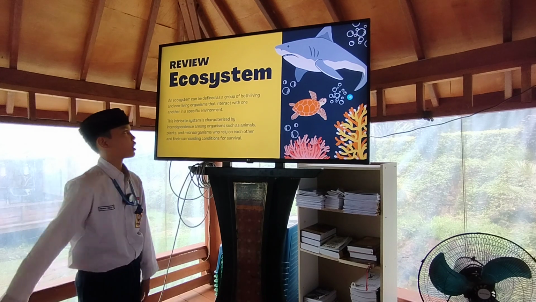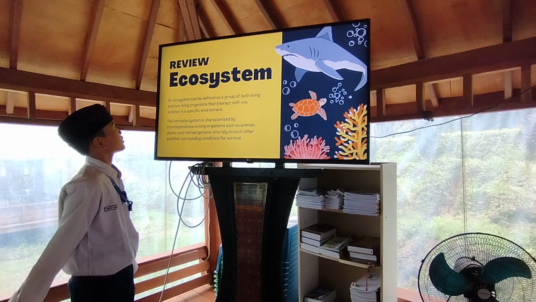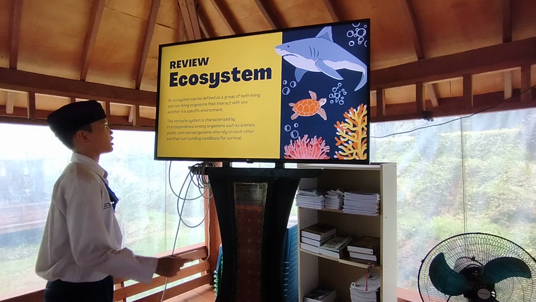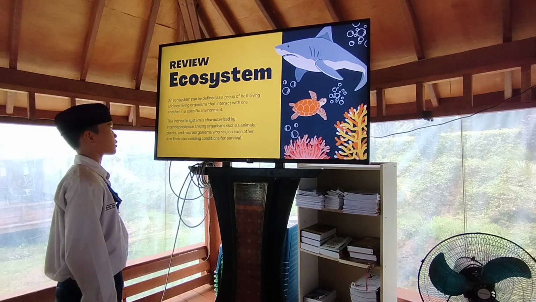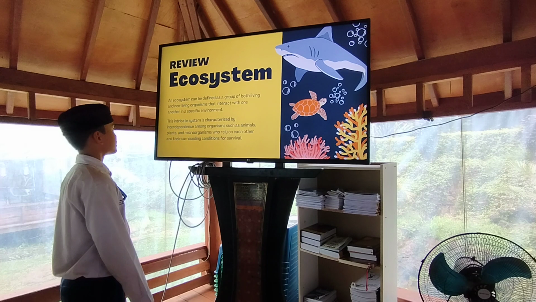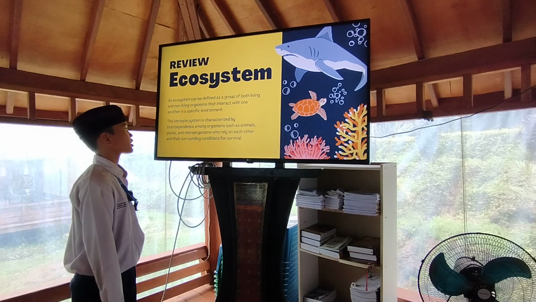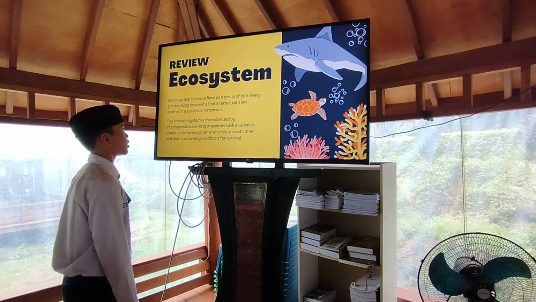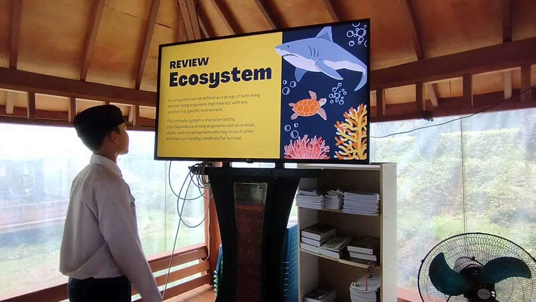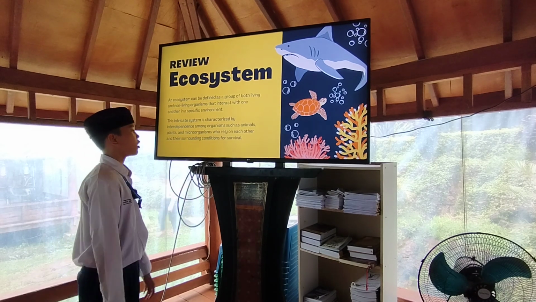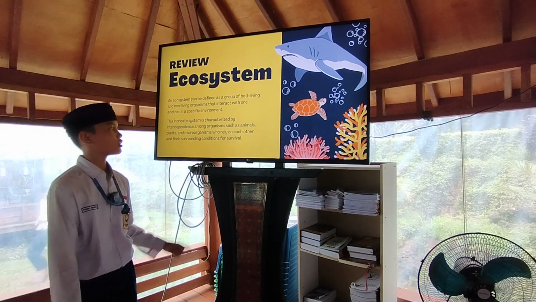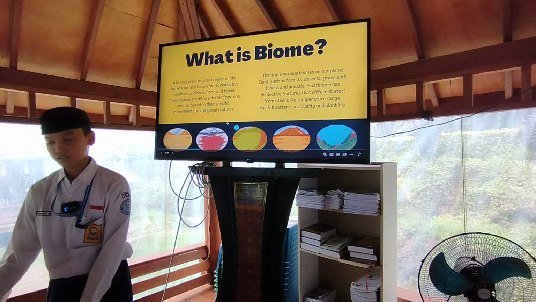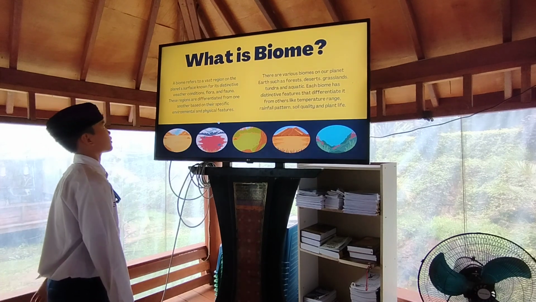Ecosystem. An ecosystem can be described as a group of both living and non-living organisms that interact with one another in a specific environment. This intricate system is characterized by interdependence among organisms such as animals, plants, and microorganisms, who rely on each other and on their surrounding conditions for survival. Next, so this is what a biome is. Biome refers to something more general.